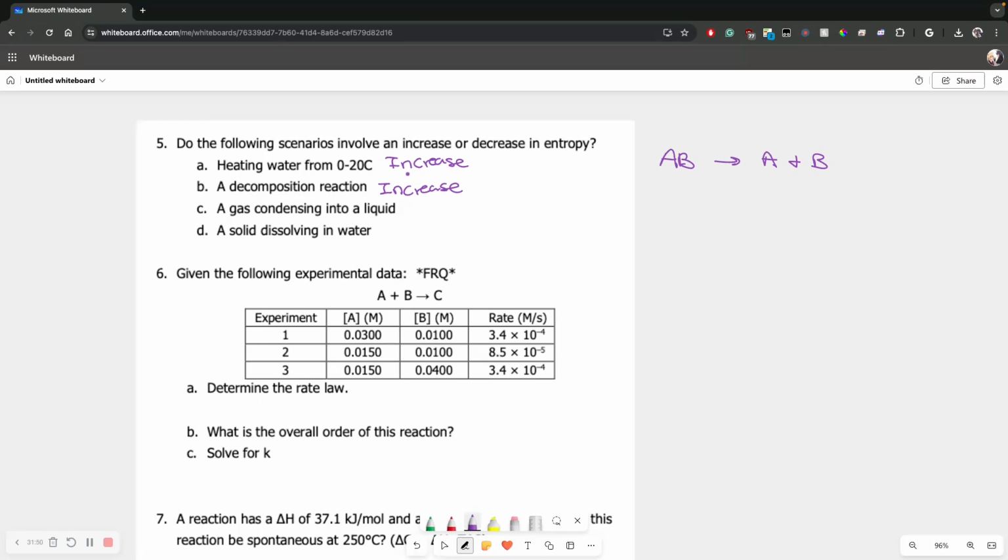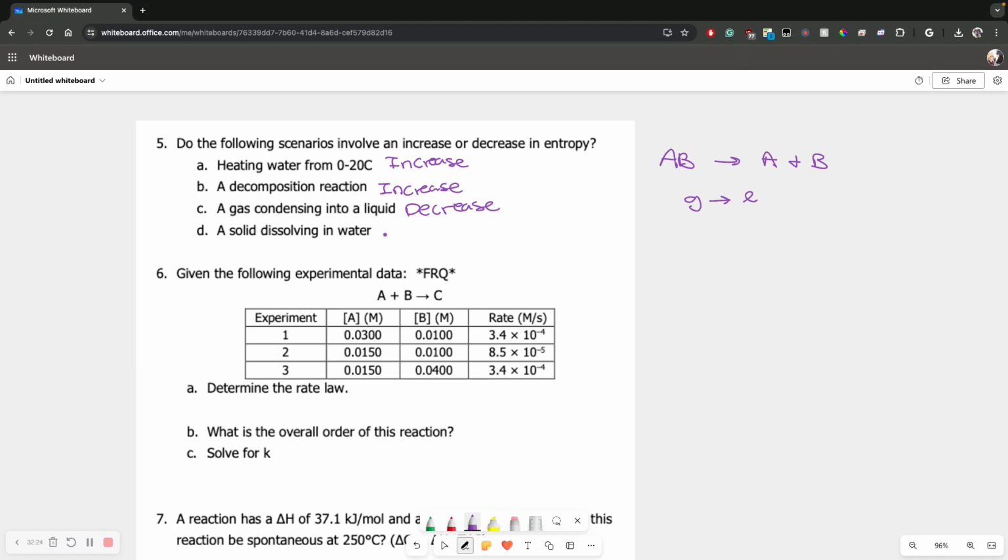Next, we have a gas condensing into a liquid, right? If you're going from a gas to a liquid, you're going to have a decrease in entropy because this is an exothermic process, and you're going to be releasing all that energy, and so you're going to be less chaotic in movement in the particles associated with the substance. Therefore, it will be a decrease in entropy.